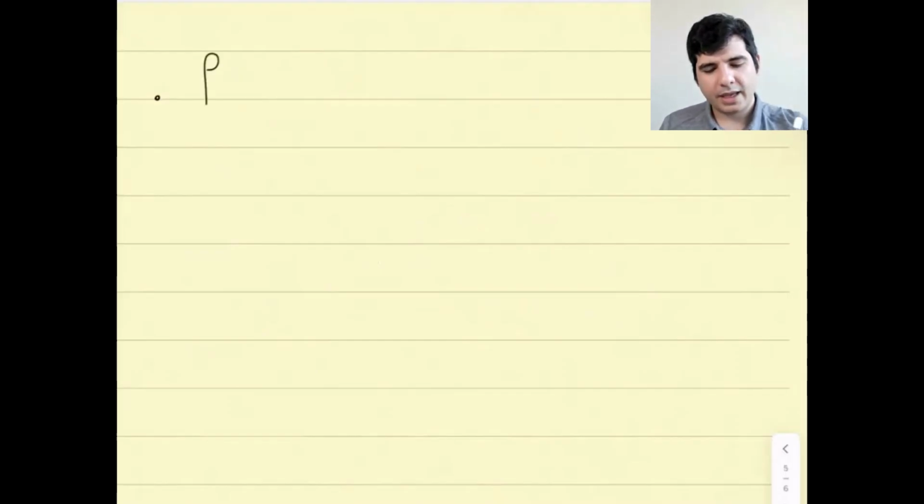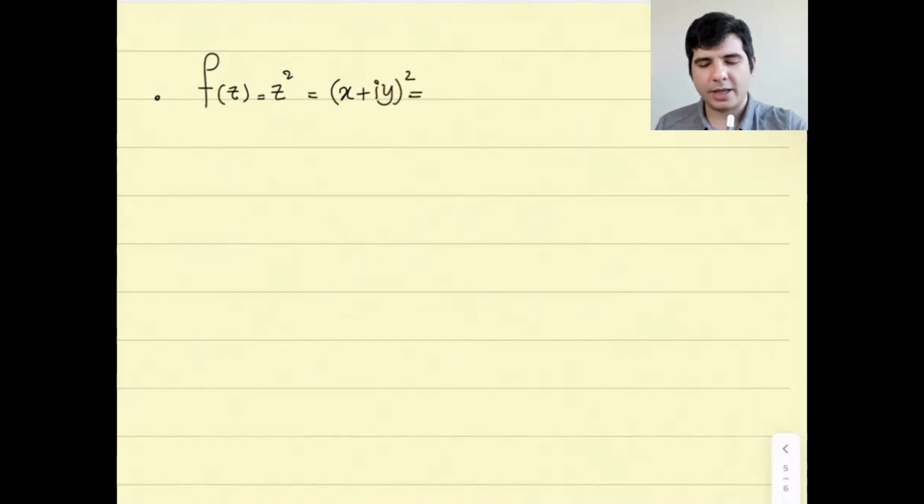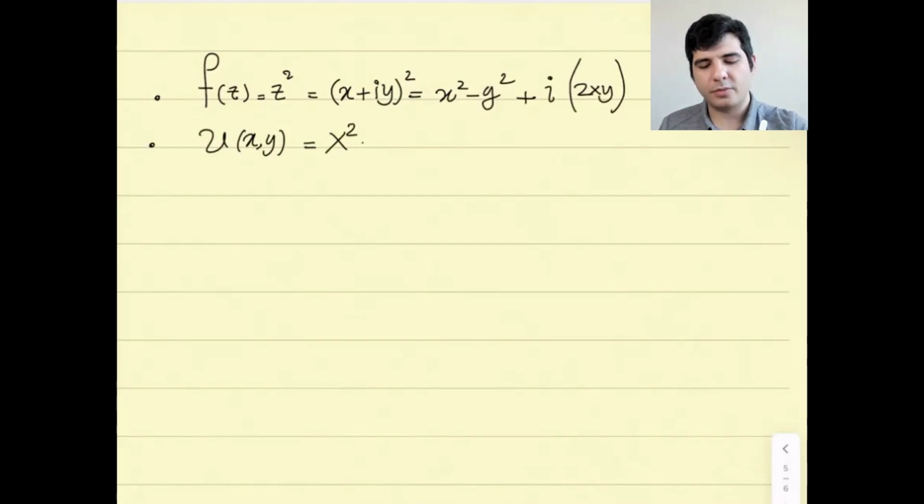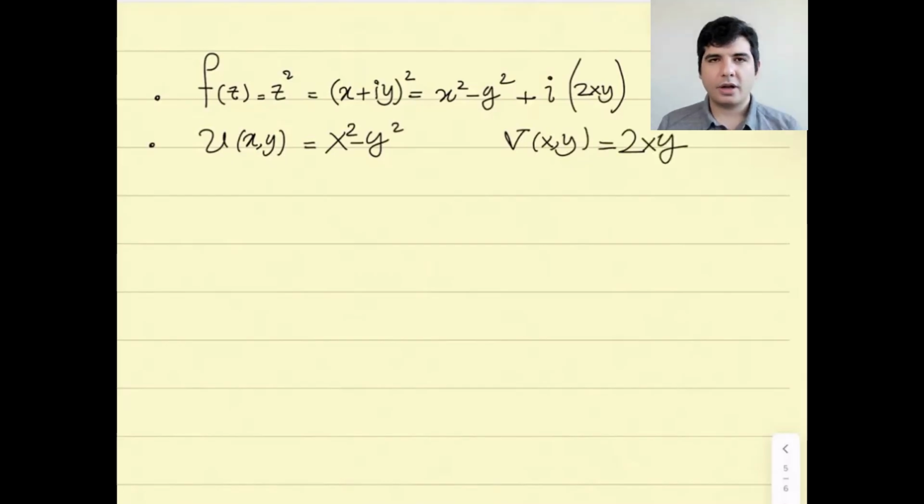Let's say f of z is equal to z squared. So z is equal to x plus iy, and (x plus iy) squared is equal to x squared minus y squared plus i times 2xy. So here, u of x and y is the real part, which is x squared minus y squared. And v, which is the imaginary part, is equal to 2xy. Now we are going to check if these functions satisfy the Cauchy-Riemann equations.